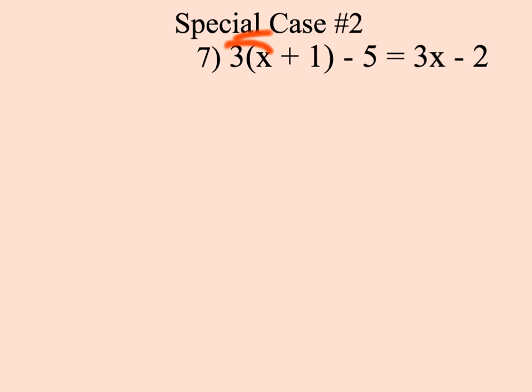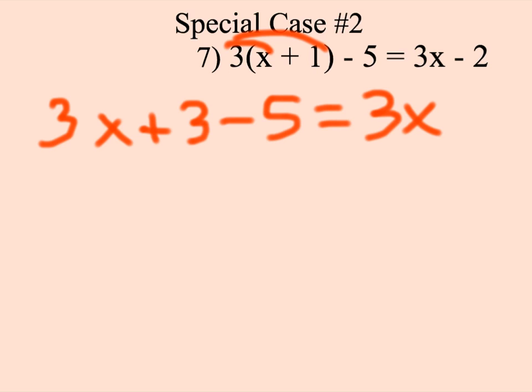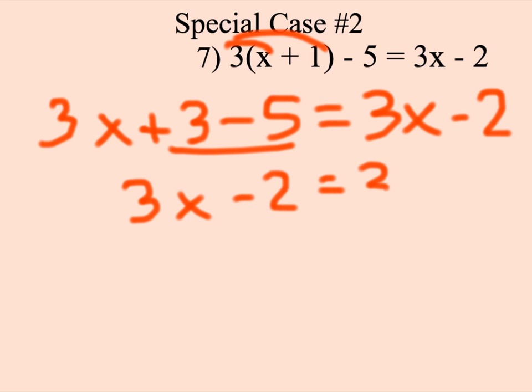The first thing you want to do here is distribute. So you get 3x plus 3 minus 5 equals 3x minus 2. And what I'm going to do now is combine these. So I get 3x minus 2 equals 3x minus 2. You're probably already thinking to yourself, wait a minute, 3x minus 2 equals 3x minus 2? That sounds the same. And that's true. Let's keep working just in case you don't believe me.